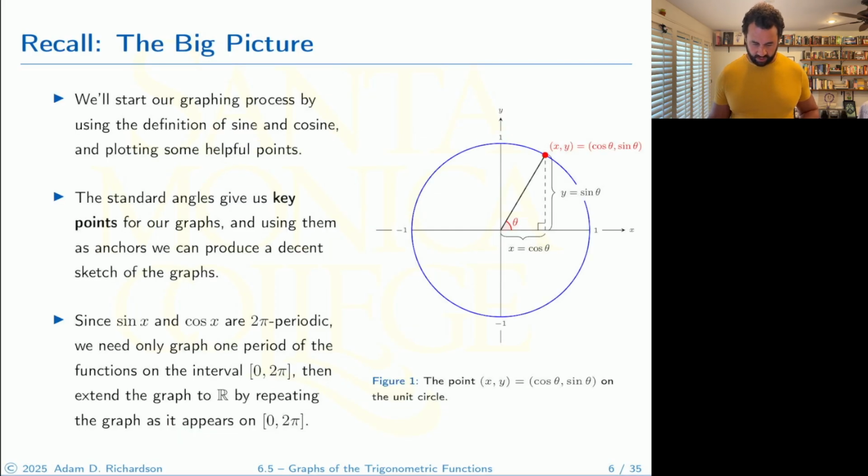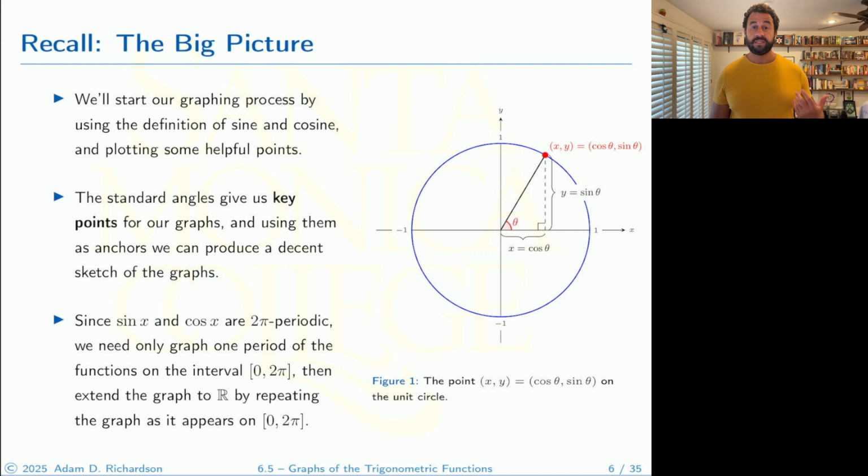So how are we going to do this? Well, we're going to start by using the definition of sine and cosine, which I just said. And the good news is that those standard angles that you've memorized, right? You've got those memorized. Those are going to give us key points on the graph. So we can use those standard angles and the values of sine and cosine at those standard angles to plot points that'll give us kind of a skeleton of the graph. They'll be like anchors.